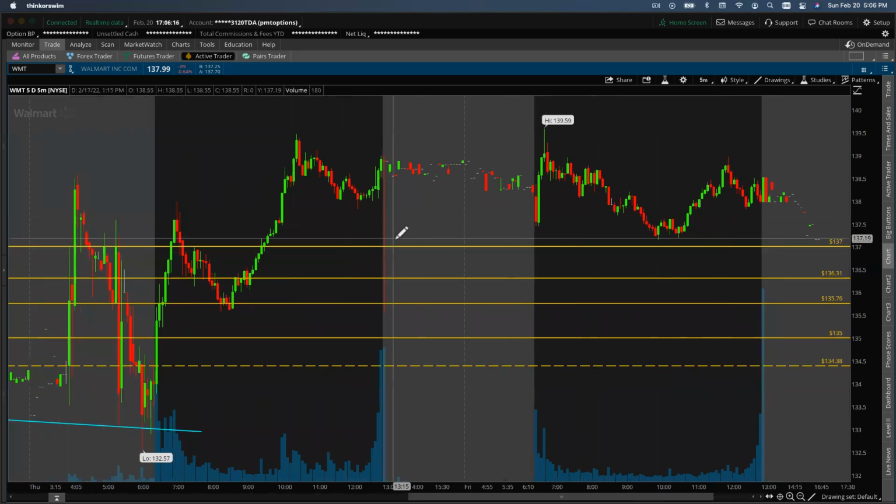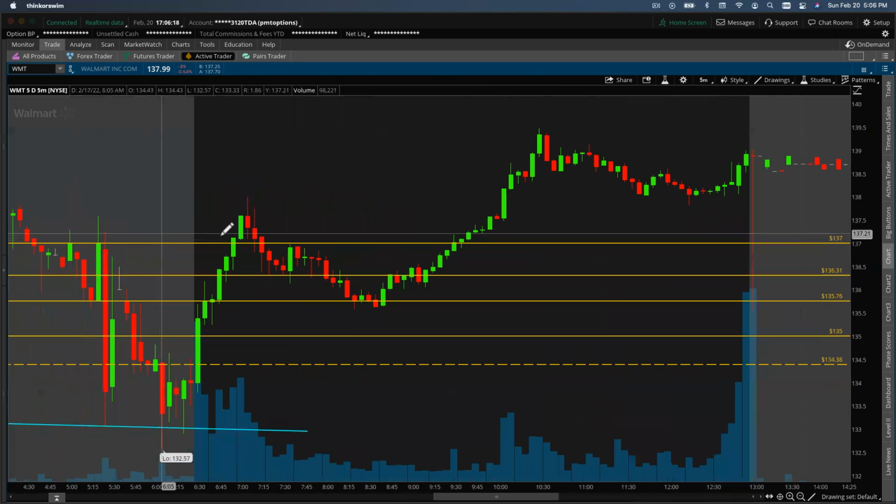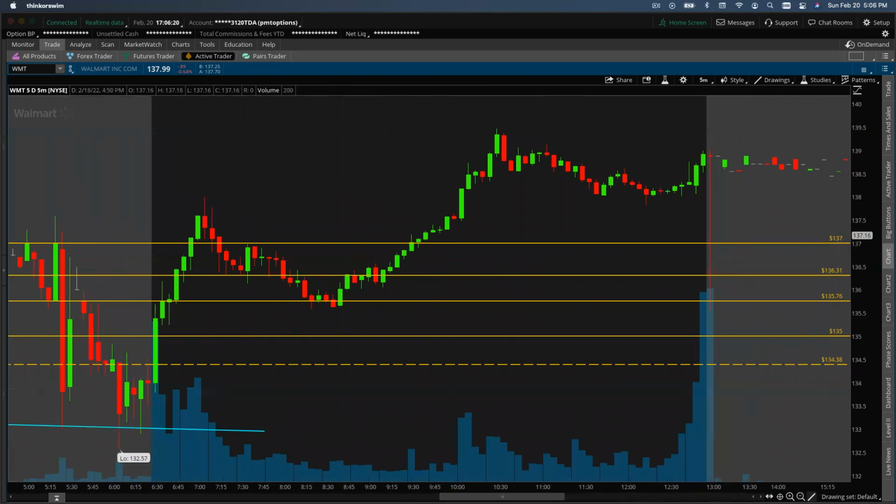Okay, guys. So we're on the 5 minute time frame now. I'm going to show around where we entered and stuff like that. So I alerted this Walmart call option. It was a 136 call option. I alerted it on 2/17, Thursday last week. And I'm gonna circle around where we did.